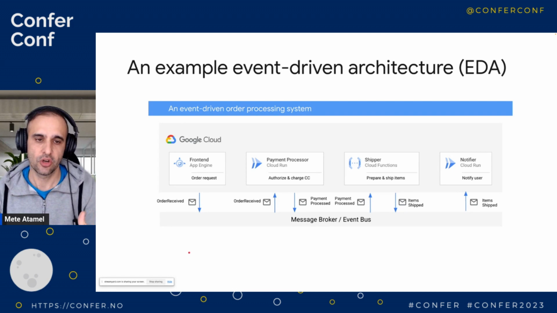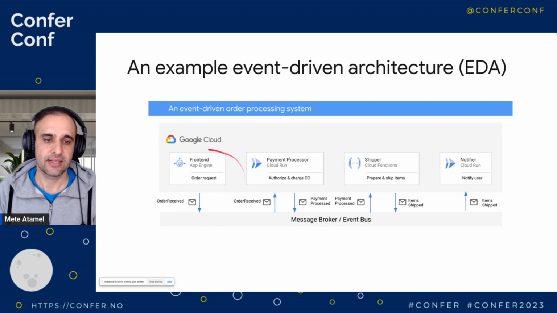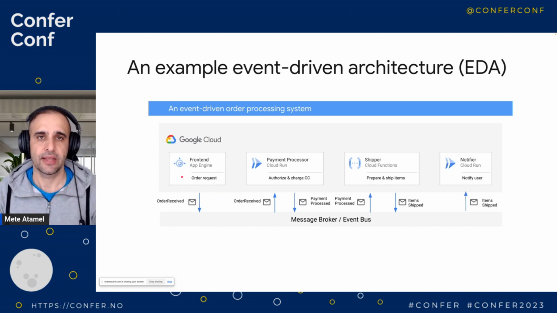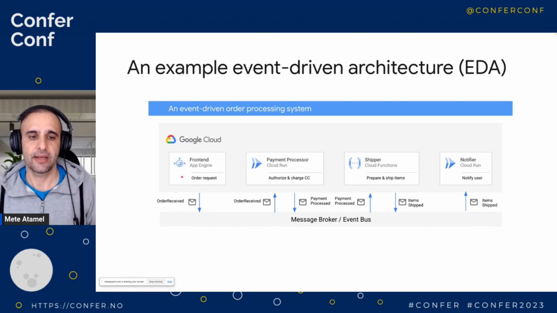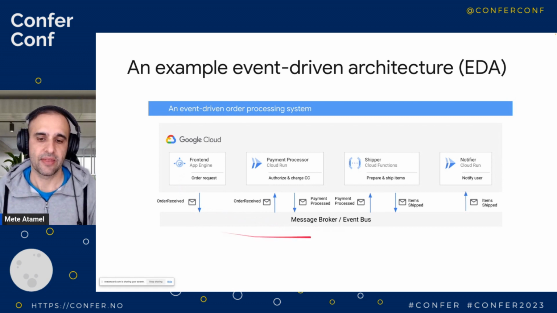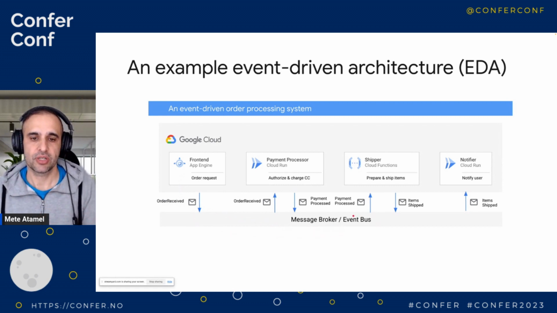But just to show you the basics, let's say you have a front end receiving requests from the users. Then when the front end is done, it will submit an order received message to a message broker or event bus. Then the message broker will look at this message and figure out that the payment processor is interested in these order received messages. So it will route that message to the payment processor.